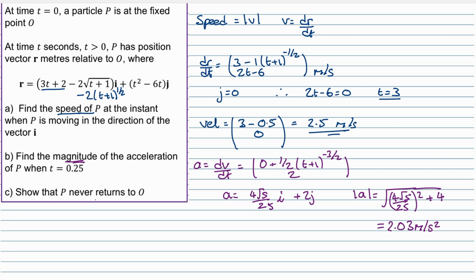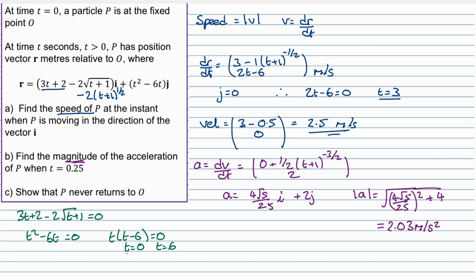And then for part C, showing that p never returns back to 0. So we're trying to show that this displacement can never again be at point (0, 0). So 3t plus 2 minus 2 times root of (t plus 1), if this is equal to 0, and we want t squared minus 6t equal to 0. Well, we can solve this j component. We'll have t lots of (t minus 6). So t will equal 0 and t will equal 6.